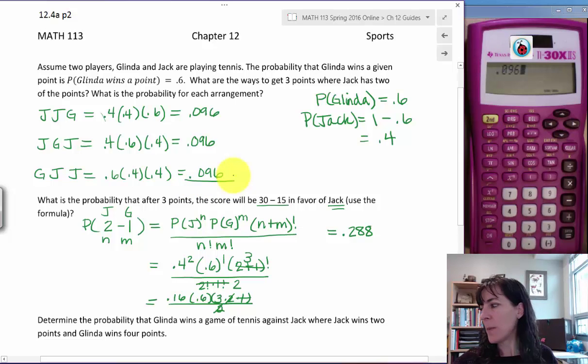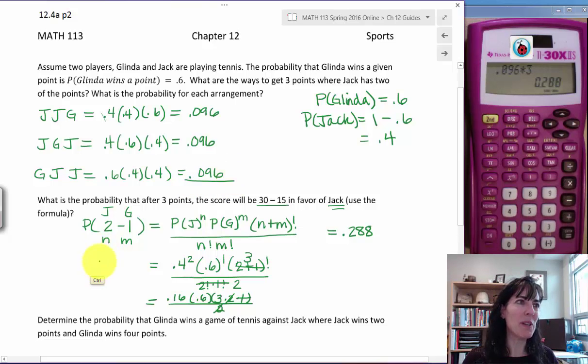0.096 times 3, or I could add them 3 times. I get that same probability, 0.288. So it's the probability of any of those 3. The union, remember, would be the sum of all the events. So the union of them is 0.288, and that's what this probability formula is giving me. It's saying any one of those arrangements could happen, and that's what this formula is giving us.